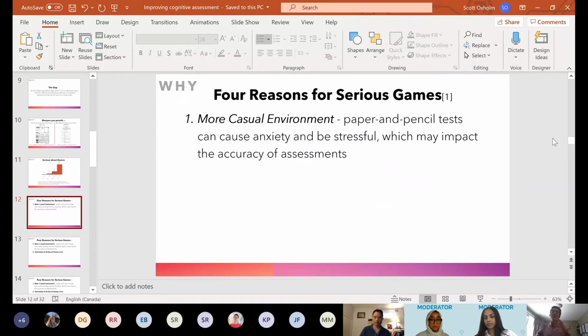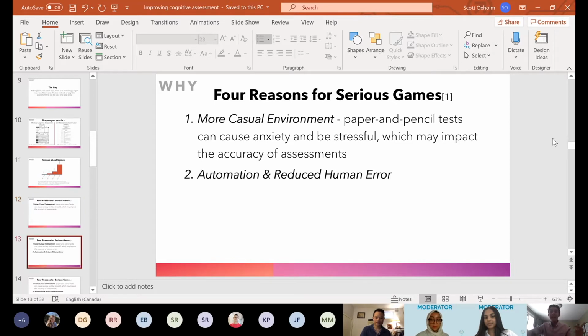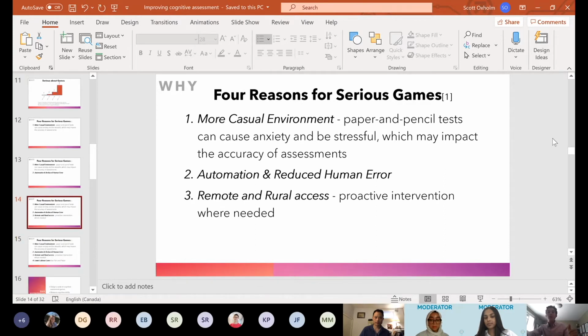Well, the first is the more casual environment. Paper and pencil tests can cause anxiety and be stressful. I'm sure many of us have experienced this in our own university careers through exams, and this can impact the accuracy of assessments. The second is automation and reduced human error. Robots are better at collecting, storing, and retrieving data than humans. Thirdly, remote and rural access.